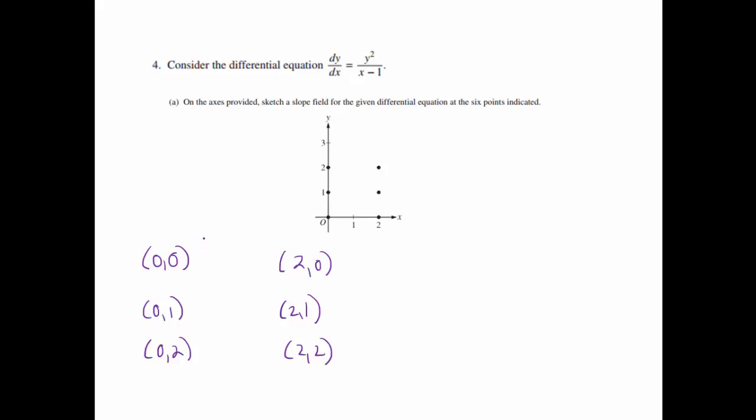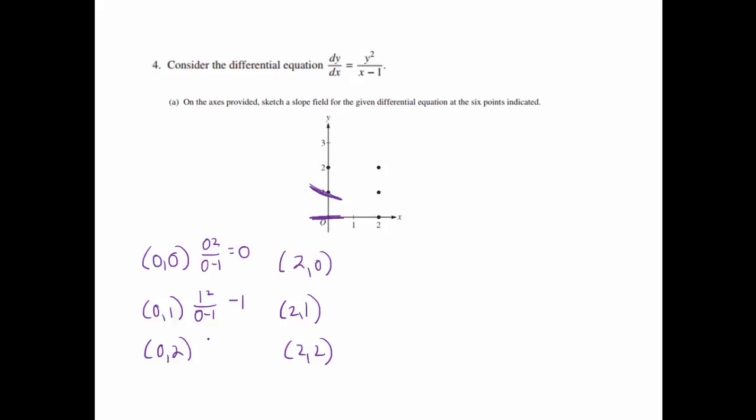I'm going to get y squared will be 0 squared over 0 minus 1. That will just give me 0. So at (0, 0), we will have a slope of 0, so just a flat line. At (0, 1), we'll have 1 squared over 0 minus 1. That will give me 1 over negative 1, which will be negative 1. So my slope at that point will be negative 1, so something like that.